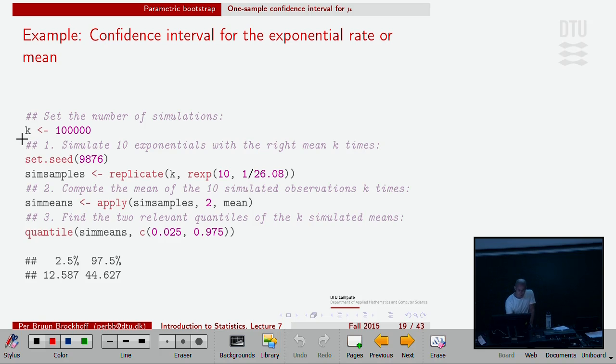I set the number of simulations. In this case, I chose 100,000. I set the seed, just in case you want to reproduce the results. It's not important; if I don't set it, R will do it by itself, as I said. And here it comes now.